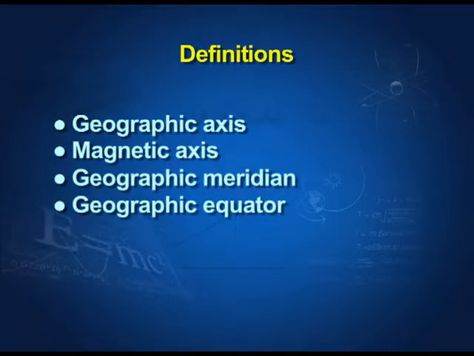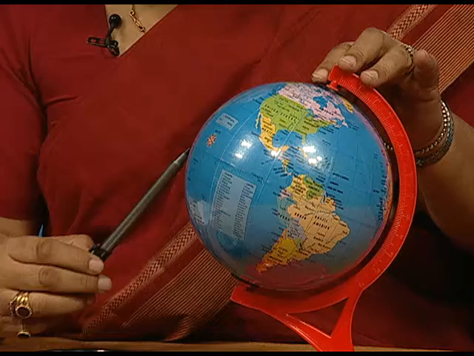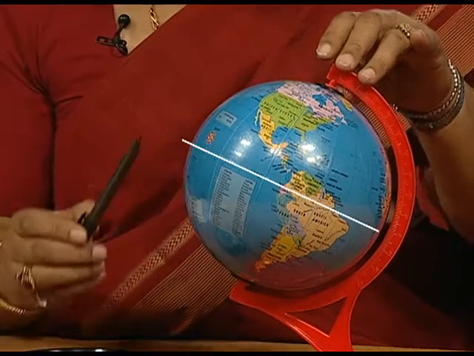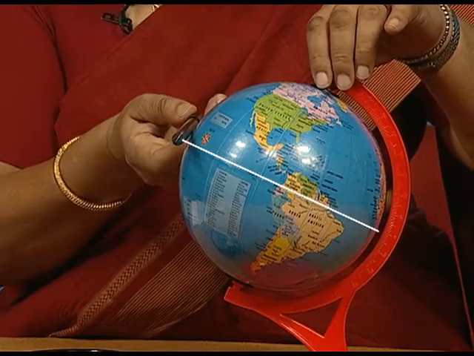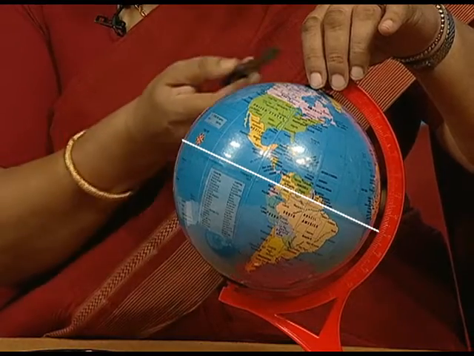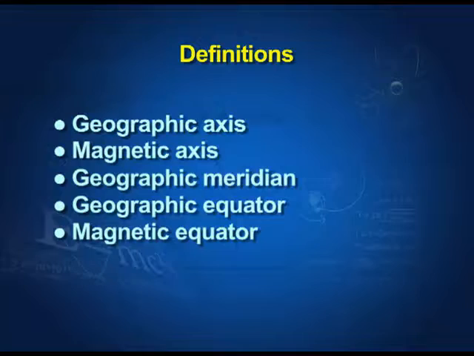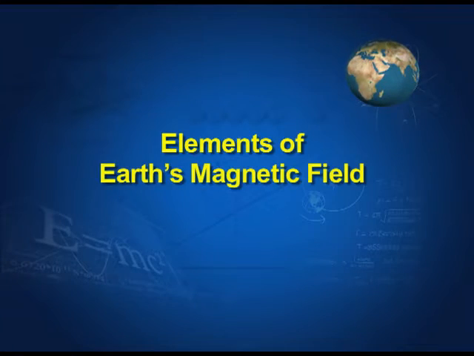We can also be talking about the equator. The geographic equator, as we have seen, is this circle which is along the center of the globe. If I take a plane perpendicular to the axis of rotation at the center, it would be passing through the geographic equator. Likewise, we can imagine and talk about the magnetic equator as well. These are important and relevant definitions, because we are now going to be describing the elements of Earth's magnetic field.